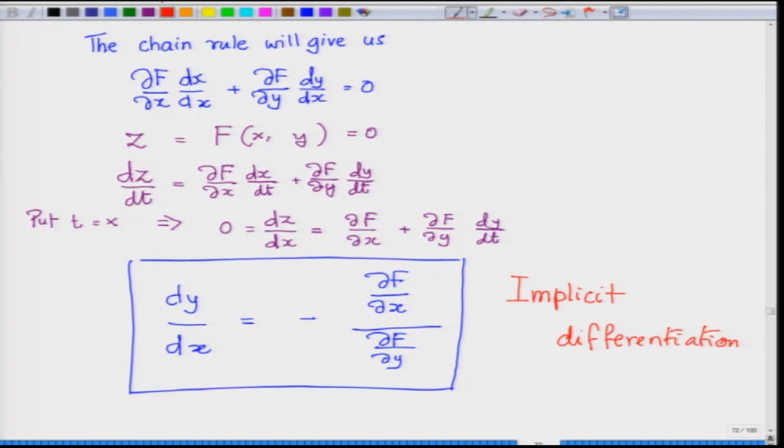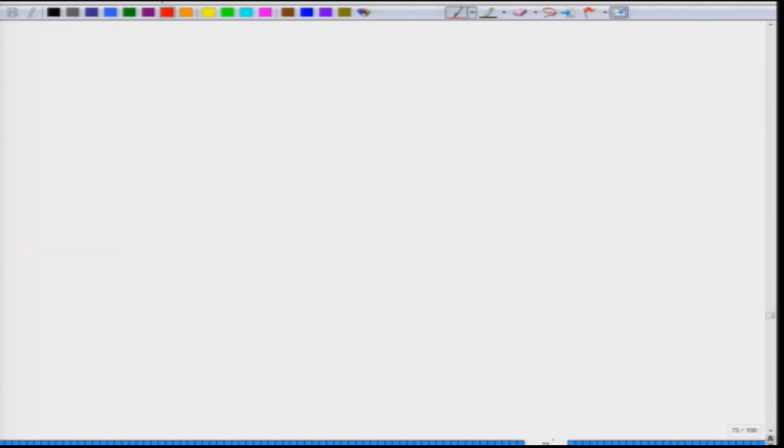An example I take from the standard text. Obviously, del f del y equal to 0 would create problems, which we will get into at a later stage, but let me just get along with the subject. For example, if I have f(x, y) equal to 0, where f(x, y) is given as e to the power x minus y plus x square minus y minus 1.